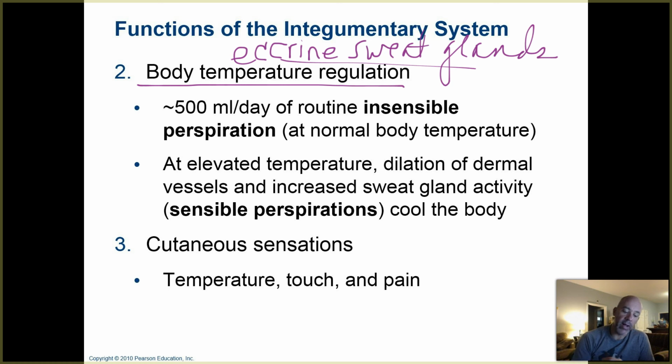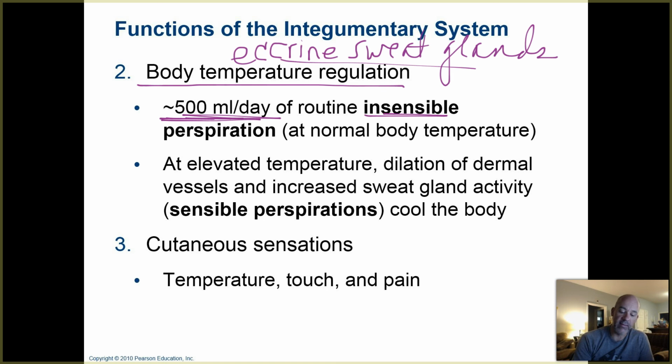All right, so believe it or not, about 500 milliliters per day. Oh, I'm sorry, 500 milliliters is a half a liter. A milliliter is 1/1000th of a liter. So if you think about a 2-liter bottle, about a fourth of a 2-liter bottle of perspiration per day actually gets released onto the surface of your skin and evaporates without you even knowing it.